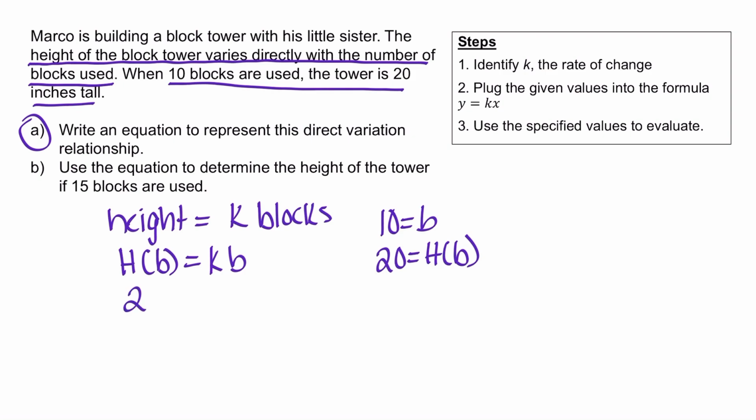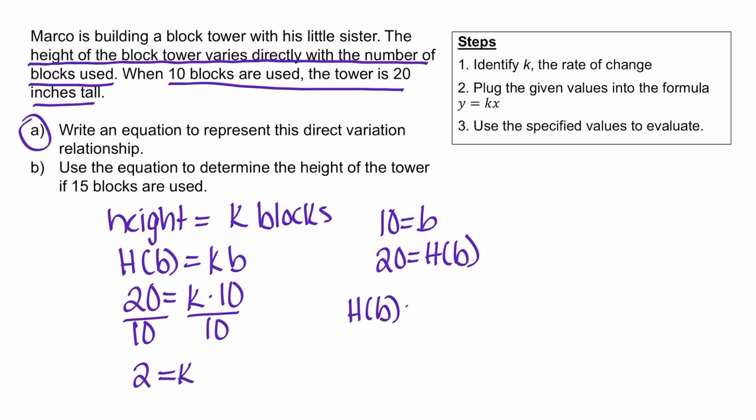I can say that 20 equals k times 10. So I can do the opposite of multiply by 10 and divide both sides by 10 to figure out the value of k. So 20 divided by 10, which is 2, equals the value of k. So my equation will be h of b equals 2b. And that is my direct variation equation.